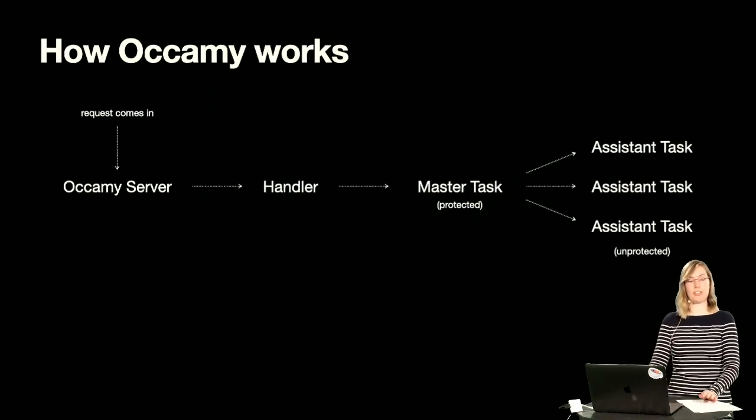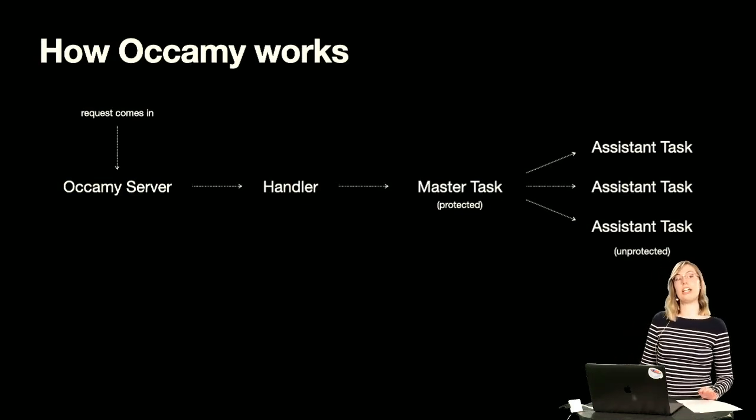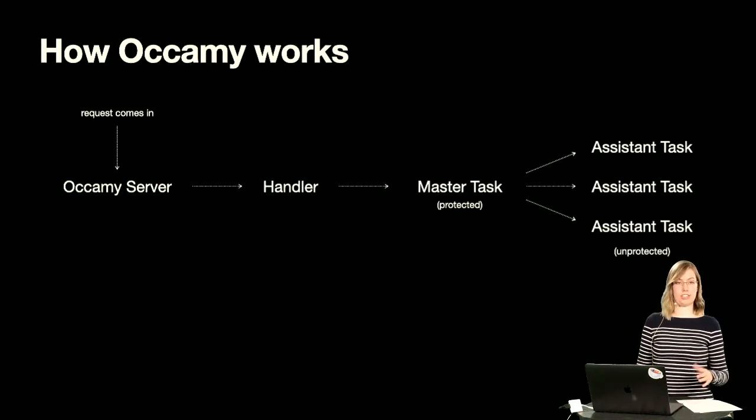So a request comes in. We had this in the beginning. It comes to VRP or VRP tour, and this alchemy server runs. Then the alchemy server creates a handler that handles this request. And this handler creates a master task. This is a protected task that cannot be killed. It is the task that runs the optimization of the request, or of the tour.